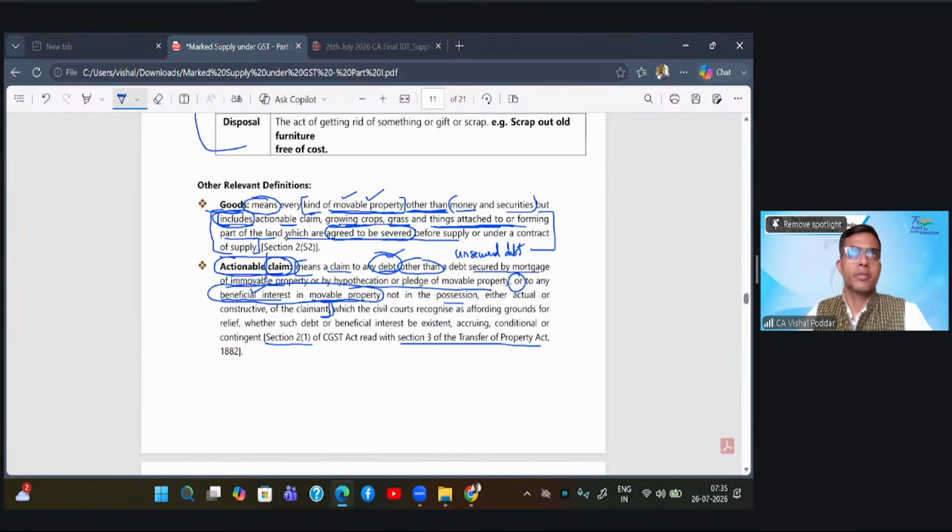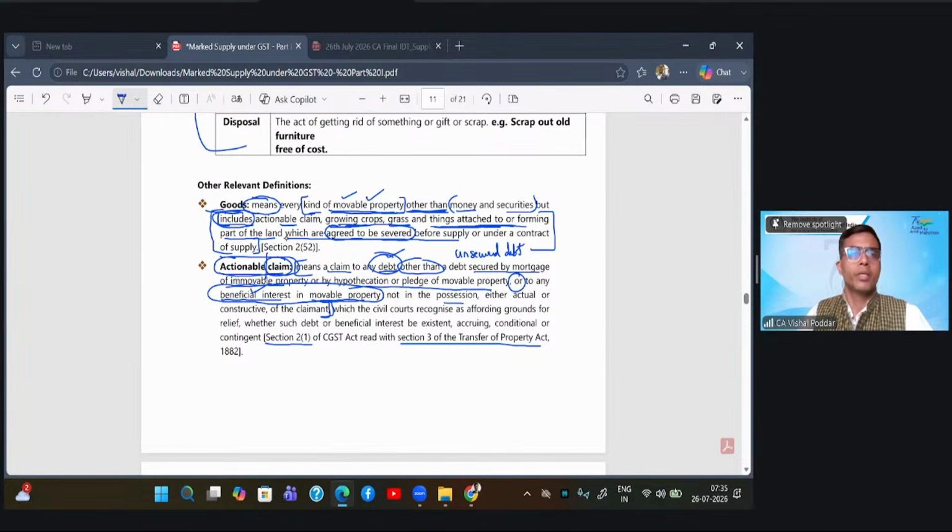So simply, your car is with your friend, your shares are with your friends, your mobile handset, your laptop is with your friend. So these are movable properties which are not in your possession, and you have a claim towards the beneficial interest in this movable property because you are the owner or the deemed owner of this. So you have a beneficial interest.